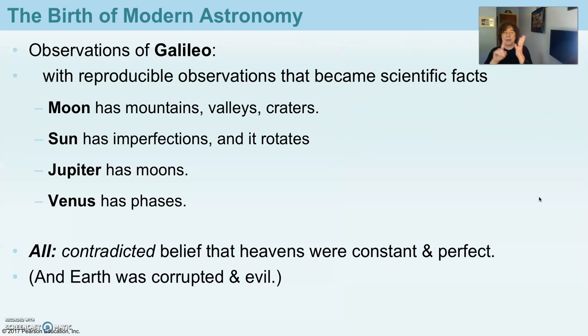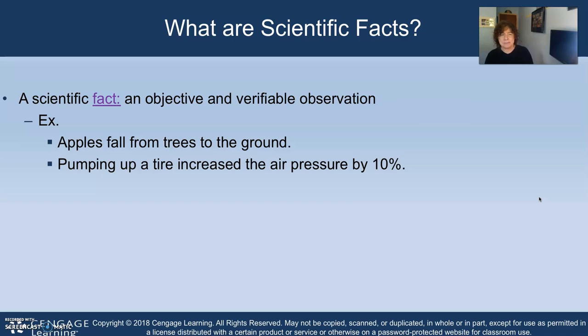So we talked about the moon, the sun, Jupiter, and Venus, all reproducible observations. All of them contradicted the belief that was sponsored by the Catholic Church that the heavens were constant and perfect, and that the earth was corrupted and evil, and the center of the earth would be hell, which you can see how there is this pull away from societal constraints and toward science and toward the scientific method.